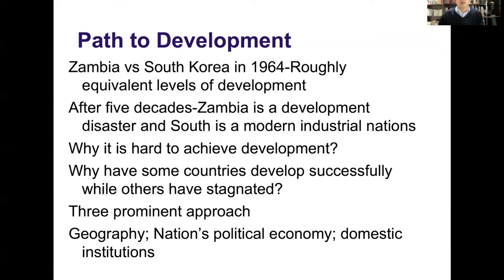And if we look through the academic literature, we find three dominant explanatory factors. And these three focus on three key aspects. The first one is geography. So it depends on the geography of the country, maybe the place where it is located, in order to be able to develop or not. Another one is national political economy. So how do the governments and the nations develop their economy? And the last one is called domestic institutions. So how strong, how reliable, how trustworthy, also maybe how representative of the interests of the citizens are these domestic institutions, are they democratic or not?